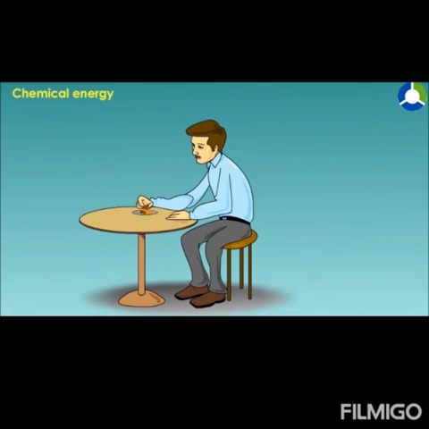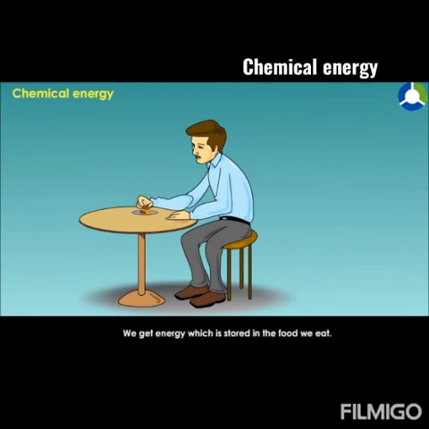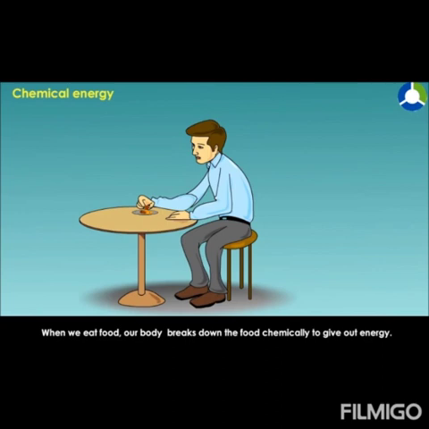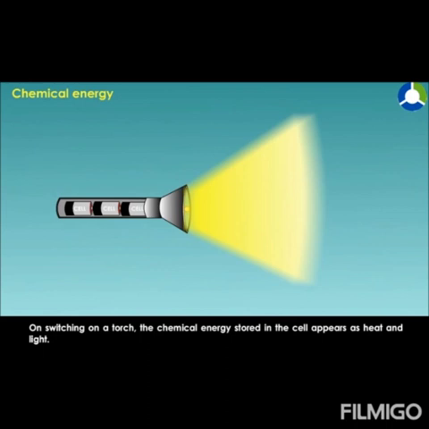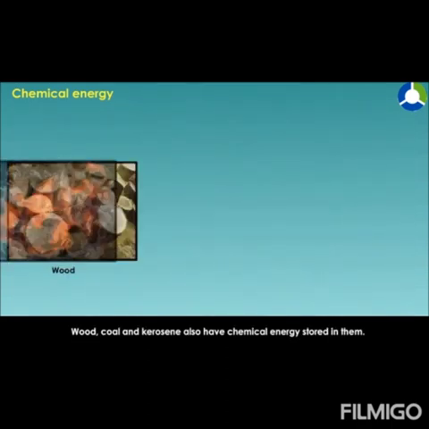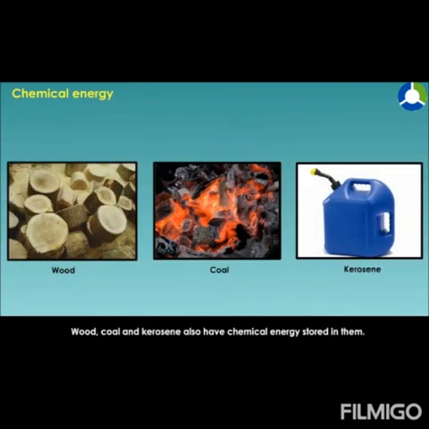Chemical energy. We get energy which is stored in the food we eat. When we eat food, our body breaks down the food chemically to give out energy. This energy stored in matter is called chemical energy. On switching on a torch, the chemical energy stored in the cell appears as heat and light. Wood, coal and kerosene also have chemical energy stored in them.